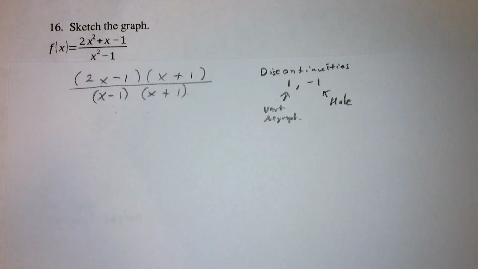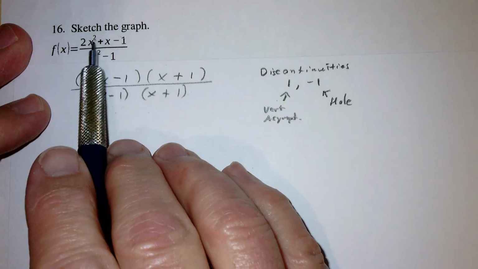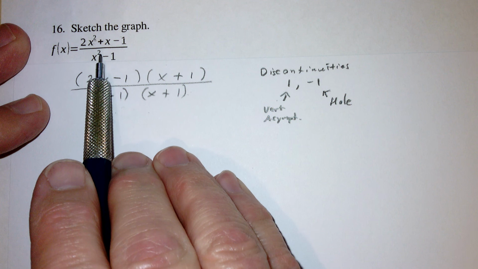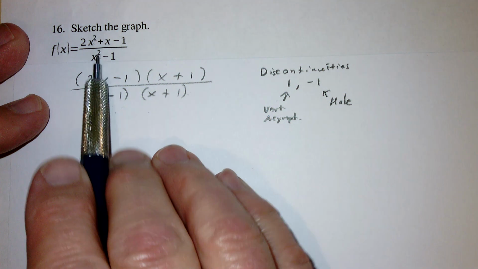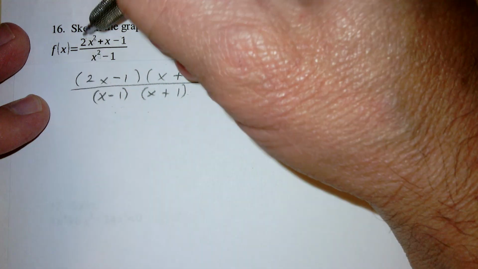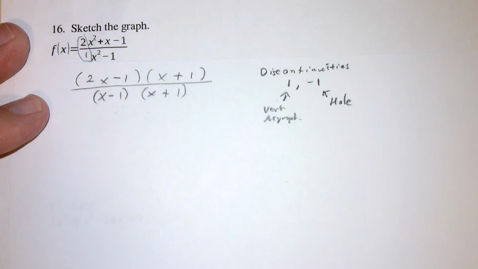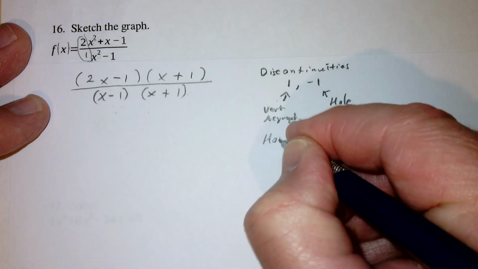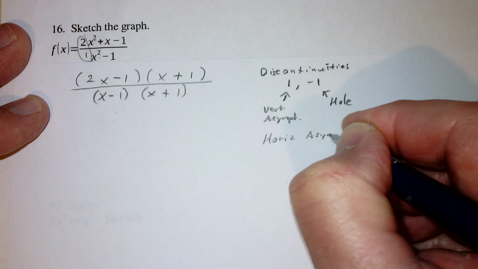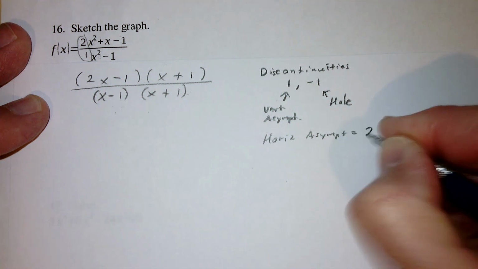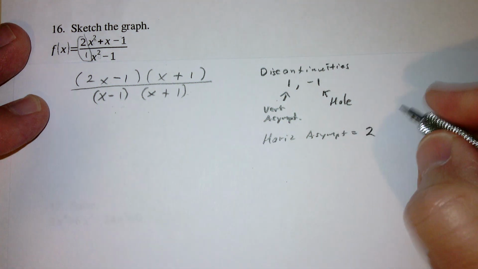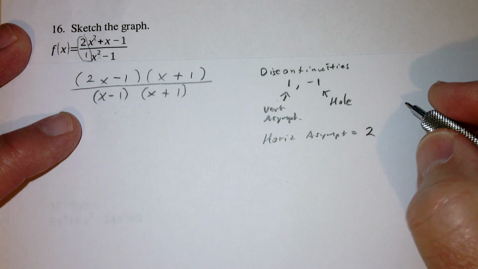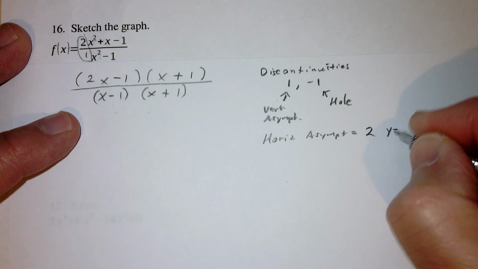Now let's look at horizontal asymptote. For that, we need to go back up here to the original. We've got a second degree in the numerator, second degree in the denominator. They're the same. So we take essentially the ratio of those leading coefficients, 2/1. So the horizontal asymptote is equal to 2. We might even write that as y equals 2. Okay?